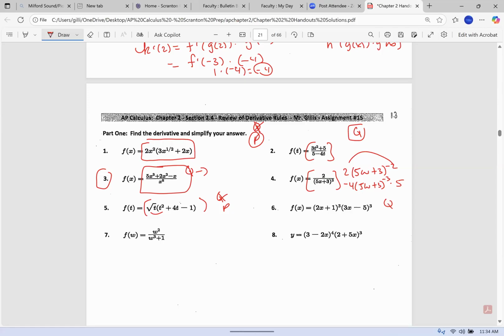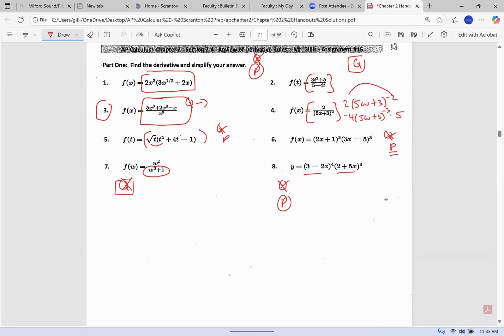Number 6, is it a quotient? No. Is it a product? Yes. Do a product rule, and I'll come back to that one. Number 7, is it a quotient? Yes. You would not do algebra first. You would just do a quotient rule because you're not dividing by a monomial. And last but not least is number 8. Is it a quotient? No. But is it a product? Yes. You would not do algebra. You would do a product rule. So I'll clean up either numbers 6 or 8.